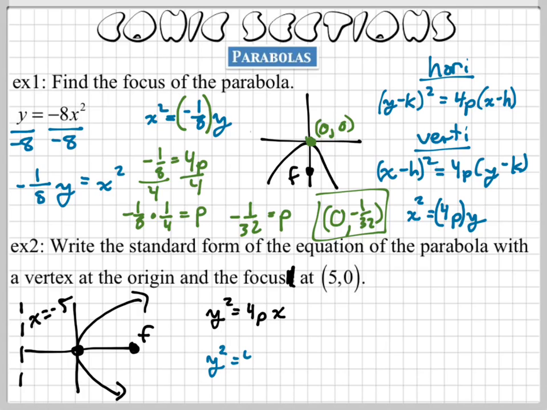So we just have to plug in 5 for the p and simplify. Y squared equals 20x. That's your answer.